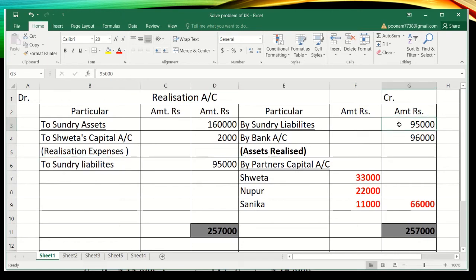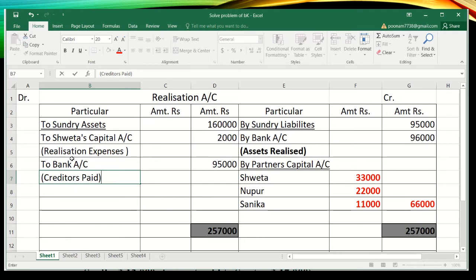So how much liability we had transferred? 95,000. Now that 95,000 will be paid off. So the entry will be realization account debit. Rather than writing sundry liability, I have to write to bank account, because the liability is getting paid by the bank account. In brackets I should write creditors paid. This I can write to make it understandable.